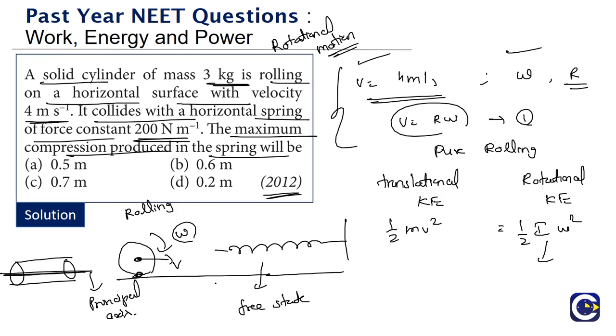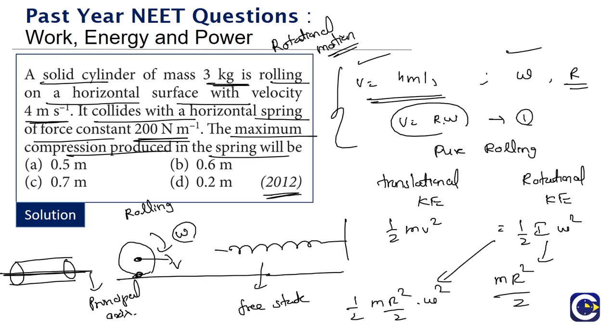The moment of inertia of the solid cylinder with respect to the principal axis will be mr square by 2. So the I value will be mr square by 2. So look at this. The rotational kinetic energy will be half into I, which is mr square by 2, into omega square.